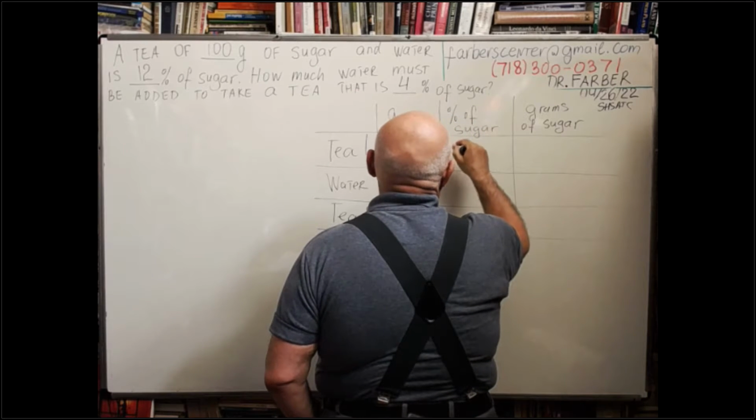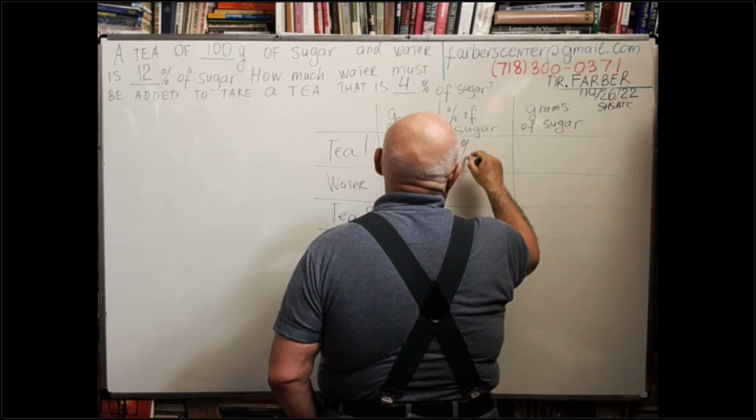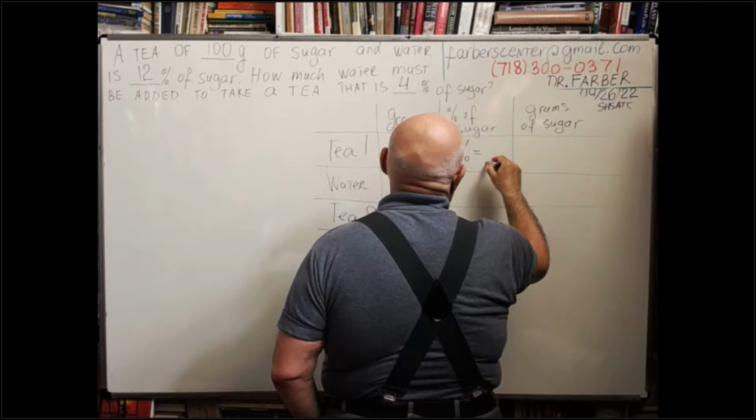Now, incorporate this data. This is 12%, which is convert to decimals 0.12. I divide by 100.